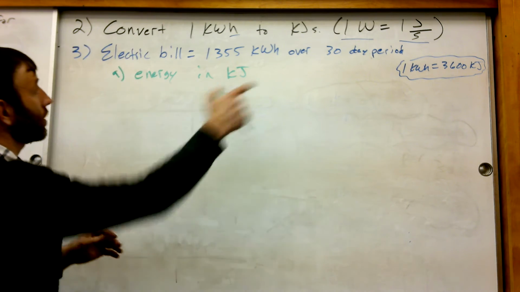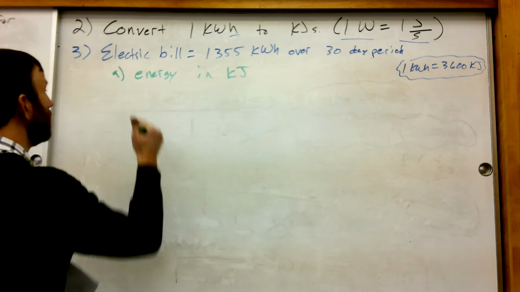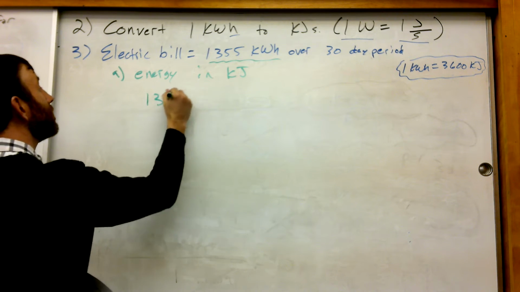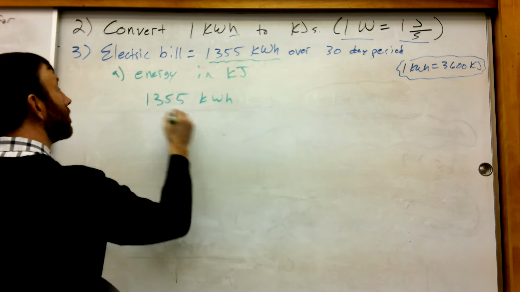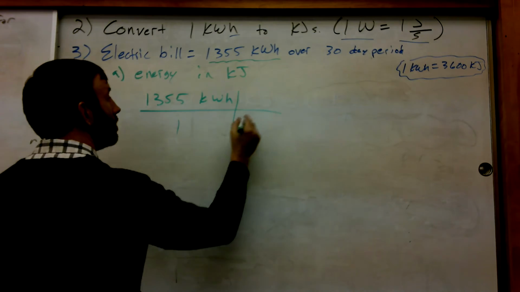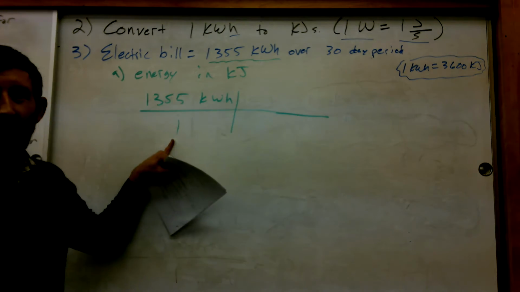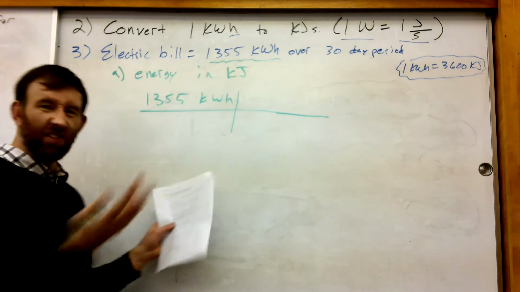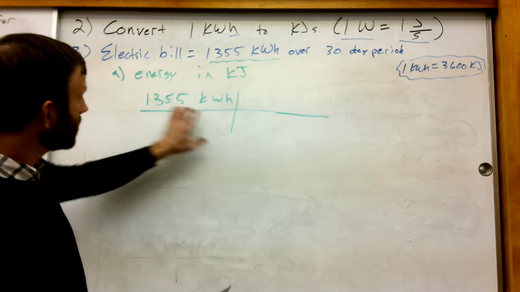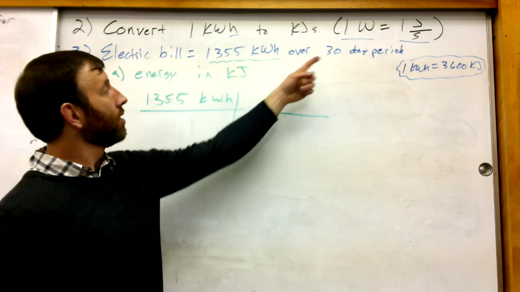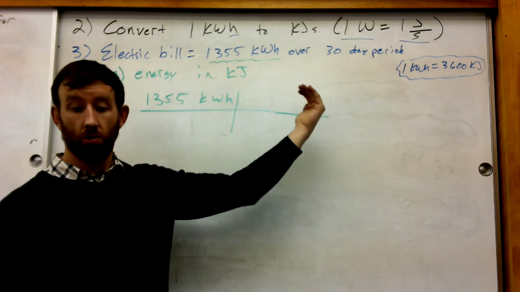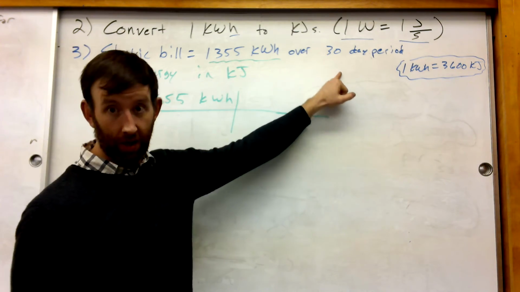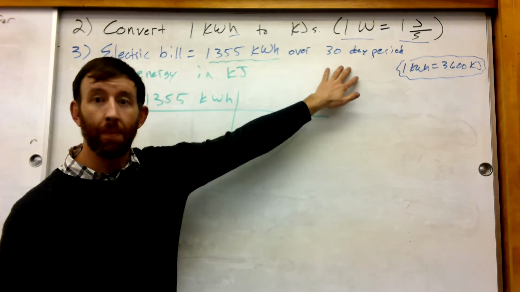So what we're going to do is take our given quantity, 1,355 kilowatt hours over 1. Now you don't have to put a 1 there. I just like to put a 1 there to show that I'm not putting another unit on the bottom. You could just leave it blank if you want. So this is just kilowatt hours. I'm not worried about this 30-day period because that 30-day period doesn't change in this question. So that many kilowatt hours over a 30-day period, how many kilojoules is that over a 30-day period? So I don't include that in my math for this step.